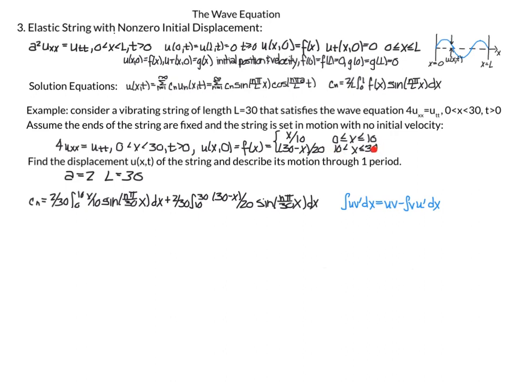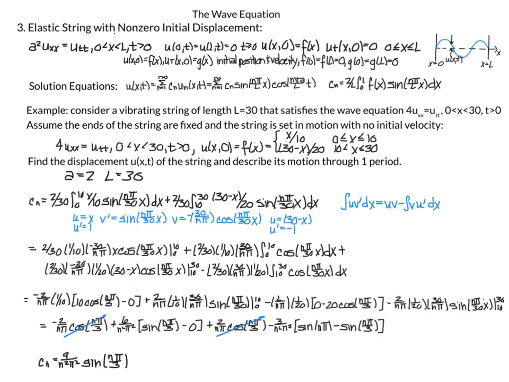Plus, then I have to do the integral from 10 to 30. And again, it's still 2 over L, L is equal to 30. And our function f of x here for x between 10 and 30 is equal to 30 minus x over 20 times sine of n pi over 30 x dx. So for both of these, I will need to use integration by parts. I'm not going to go over all this integration because it's actually not that interesting.